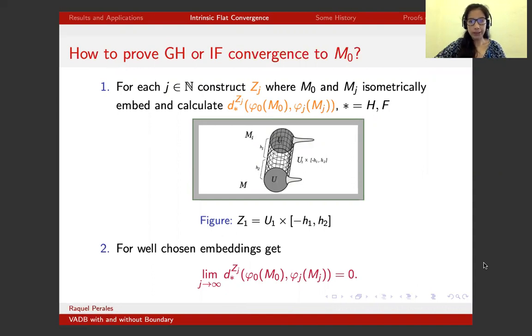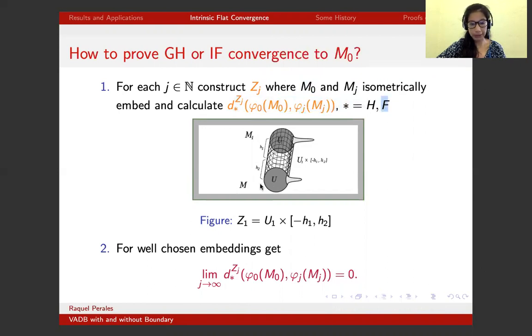So if we have a sequence Mj, and a manifold M0, what we have to do is isometrically embed Mj and M0 into a bigger space, Zj. Zj is not necessarily a manifold, it just has to be a metric space. And once we embed M0 and Mj inside Zj, we can calculate the Hausdorff distance or the flat distance.